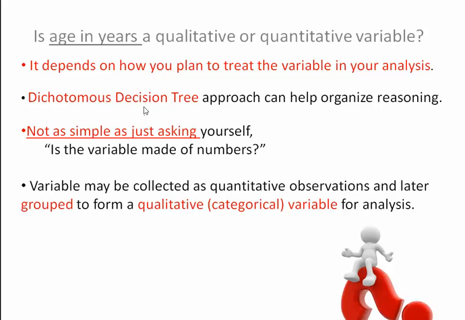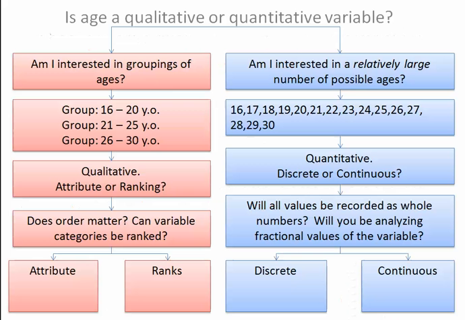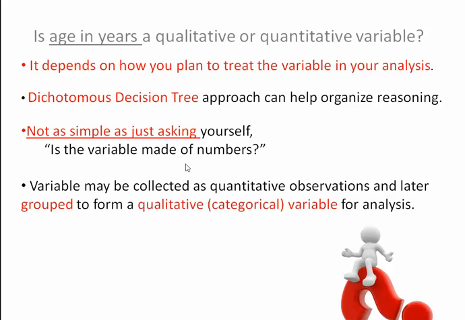I've introduced you to this idea of a dichotomous decision tree. This kind of choose your adventure approach to making decisions is a very useful study tool when acquiring new vocabulary, new terminology, and using it to make decisions. The process is not as simple as just asking yourself, is the variable made of numbers? That can be a really slippery slope. I think when you're given this language and when you're asked to make these decisions between qualitative and quantitative variables, a decision tree is a very useful tool.